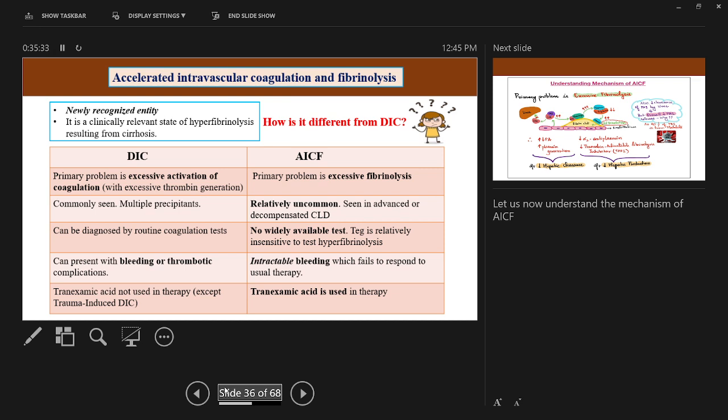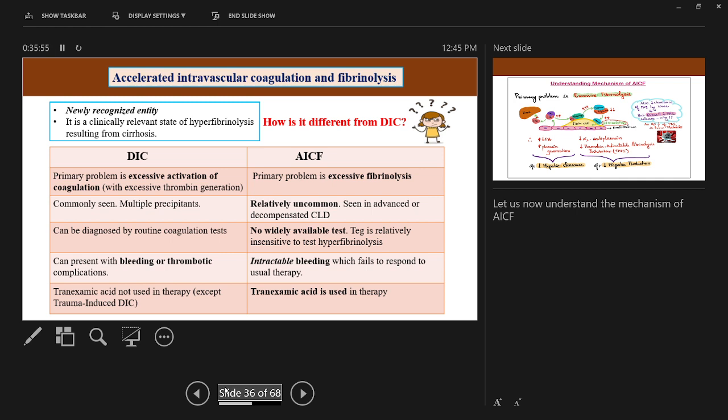In DIC, the primary problem is excessive activation of coagulation with excessive thrombin generation. Whereas in AICF, the primary problem is excessive fibrinolysis. And why it occurs, I'll be discussing in the subsequent slides. DIC is commonly seen and it has multiple precipitants, as we'll be discussing. AICF is relatively uncommon and it is seen in advanced or decompensated CLD.